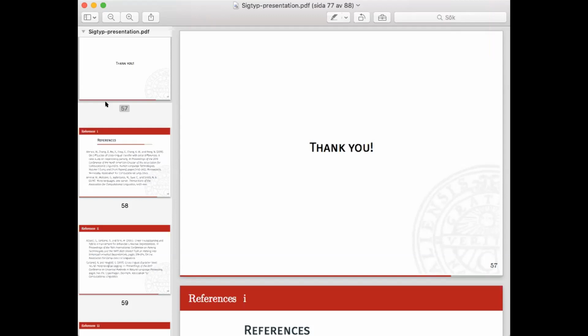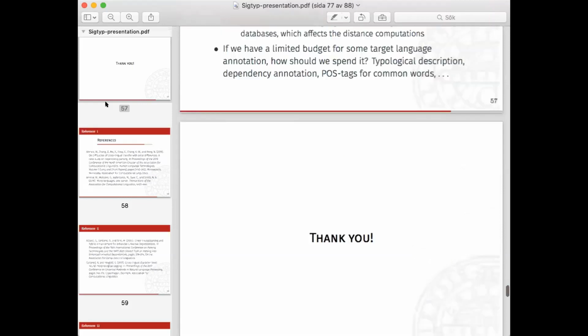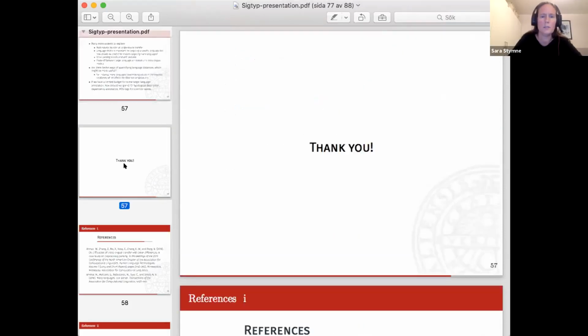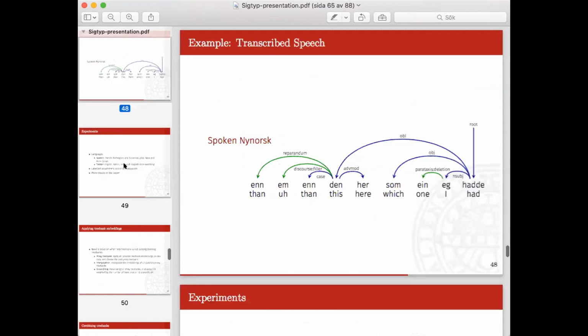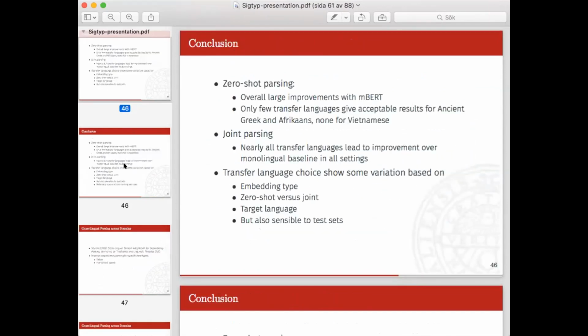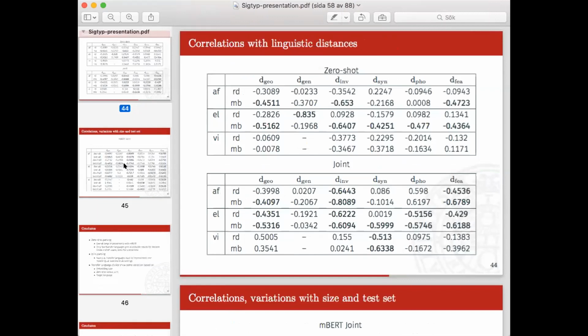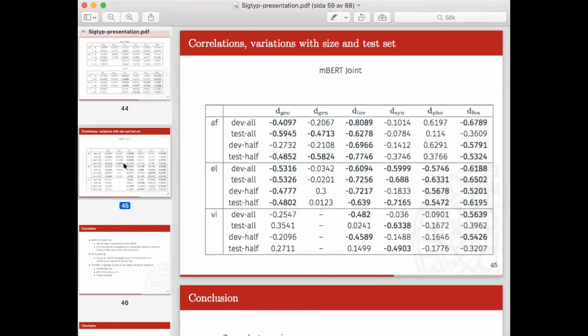Hi, Sara. Thank you for this nice presentation and the detailed result discussion. So I was wondering if you could go back on your slide, joint results and transfer zero shot. So sorry, can you go back to your joint learning results? So this one? With MBERT, yes. Correlation. Okay, this one, yeah.